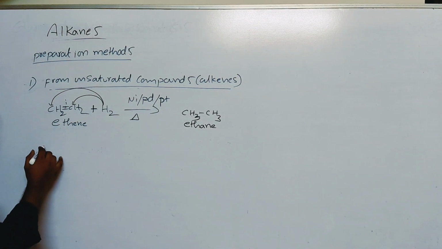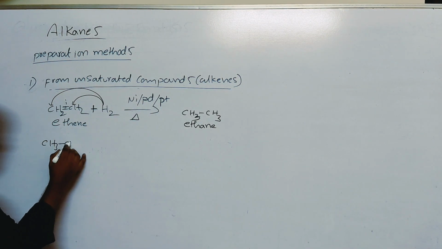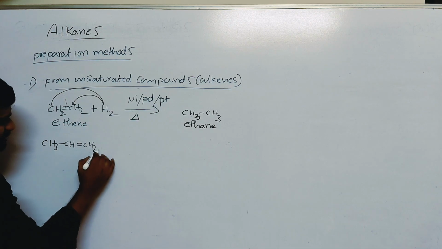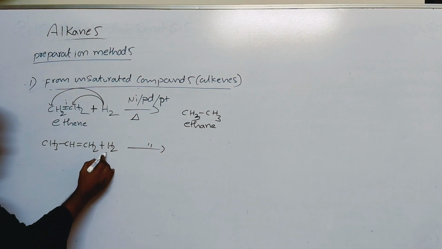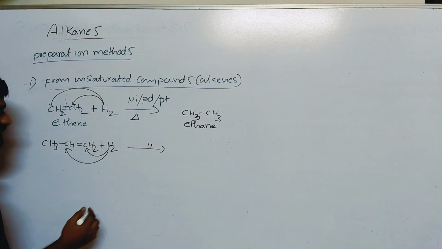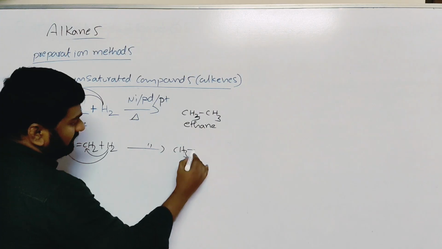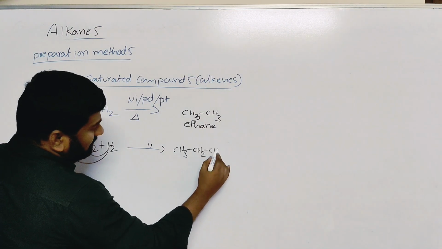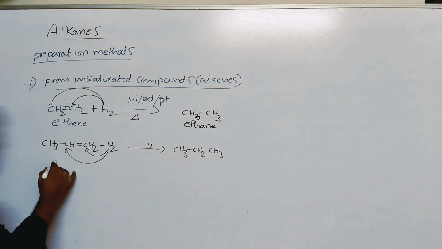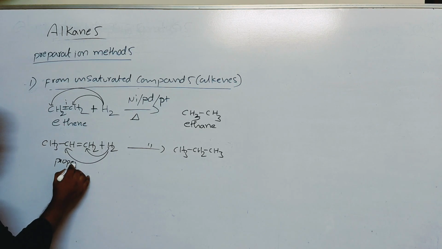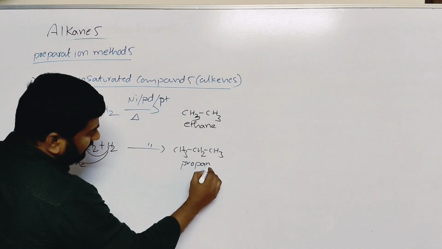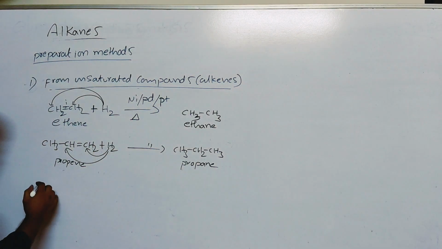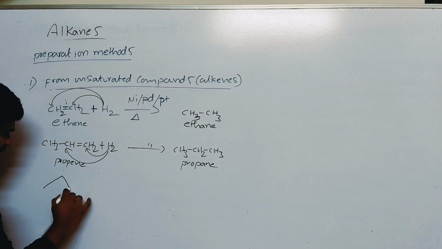Ethene on hydrogenation gives ethane. If you take propene, CH3-CH=CH2, and add H2 in the presence of the same catalyst, one hydrogen is added to this carbon and one hydrogen to this carbon. Then we get CH3-CH2-CH3. So propene gives propane.